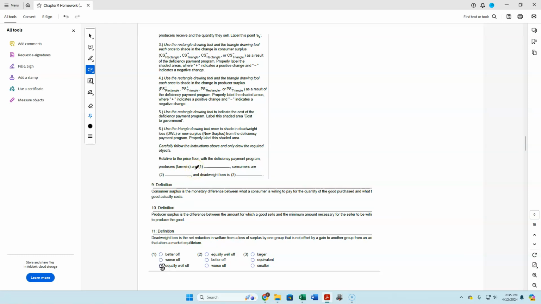Consumers, if they have this deficiency payment program, are going to be better off because they're going to pay these lower prices, and they're just going to buy the amount they'd want to buy, with the government making up the difference. And if consumers are overall better off, then the deadweight loss theoretically should be smaller, because you don't have that large reduction of people buying things because the prices are higher.